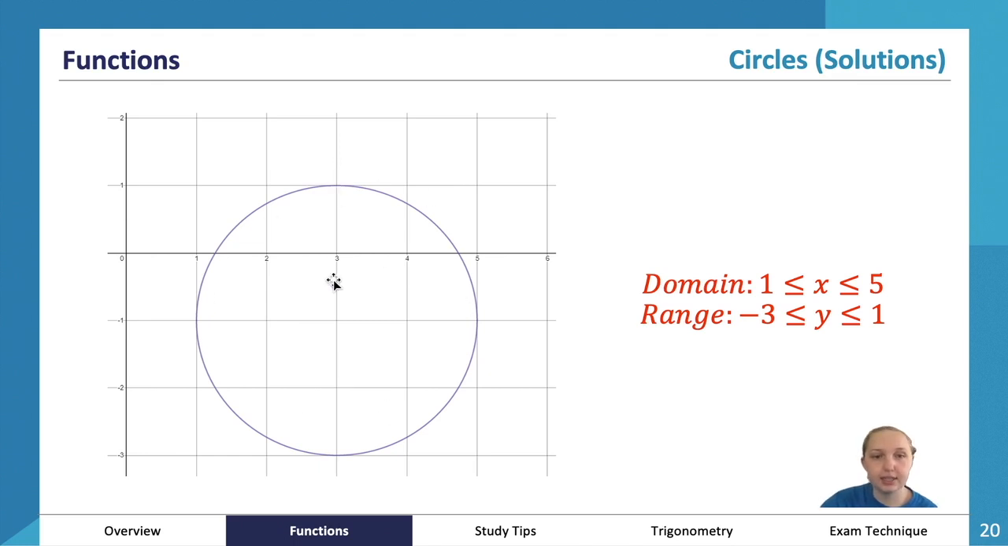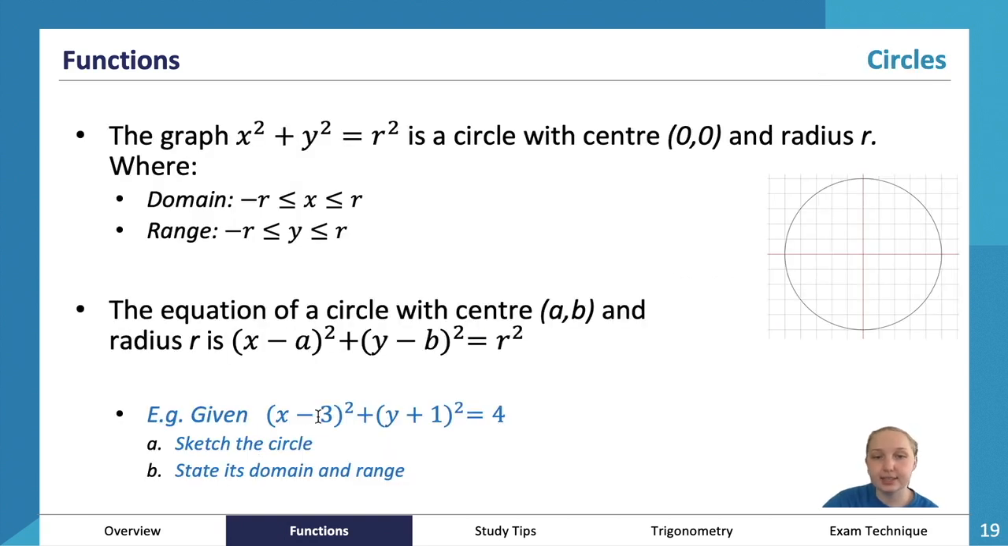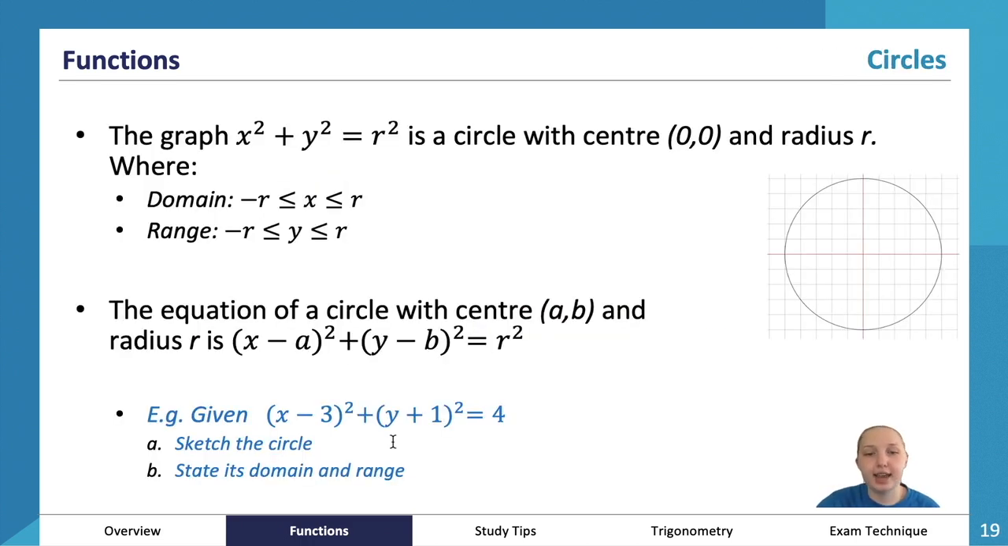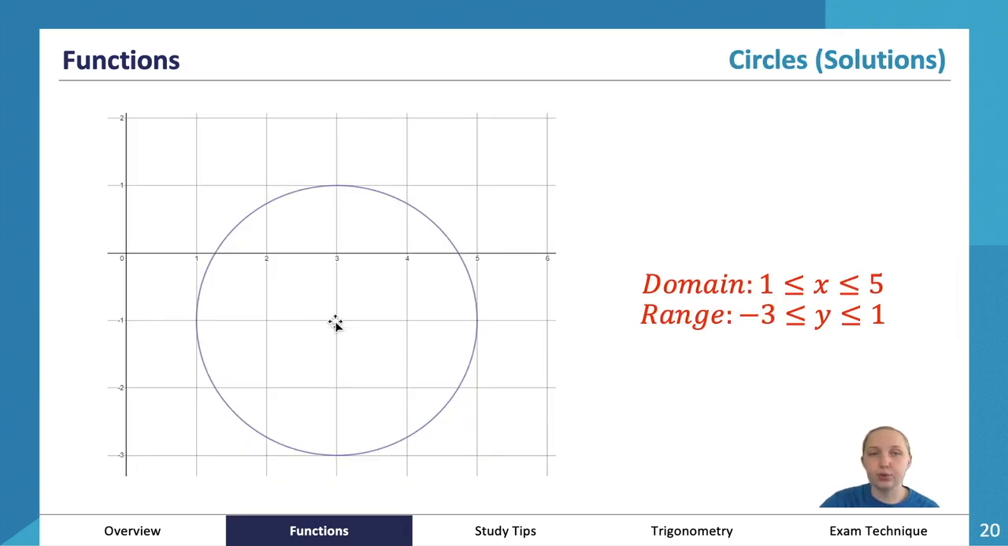We have the center here at (3, -1). We can see that because it's the opposite of our a and b, which are 3 and minus 1. Then we've got 4 here, so that's r squared, therefore r is equal to 2. So when you're drawing your circles, plot your center and then go 2 in each direction, and then just draw the curve around your circle.